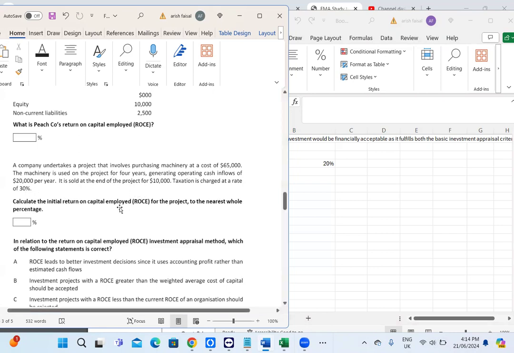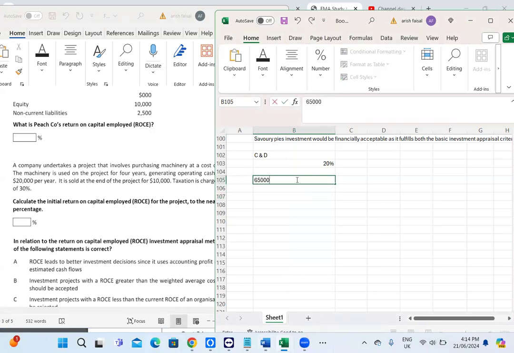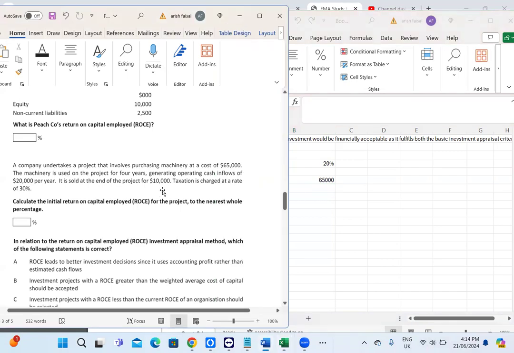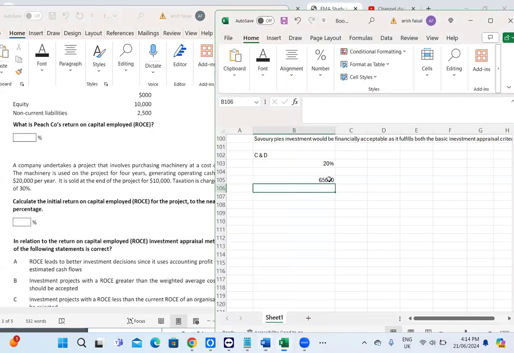But in this question, they have not given you the profit, they have given you the information as cash inflows. The depreciable amount is basically the cost of the asset, 65,000, with operating cash inflows of 20,000 per year. Fine. So we can simply take 20,000 per year and calculate the depreciation for 1 year. That's going to be 65,000 minus the residual value, which is 10,000, and then you divide it by 4 years, which is the life of the machine. So the depreciation is 13,750. Okay.